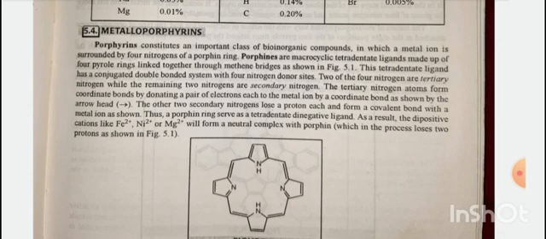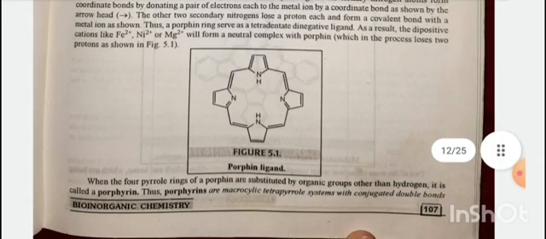Two of the 4 nitrogens are tertiary nitrogens, while the remaining 2 are secondary nitrogens. The tertiary nitrogen atoms coordinate to the metal ion by donating a pair of electrons each, by a coordinate bond shown by the arrowhead. The other two secondary nitrogens lose a proton each to form a covalent bond with the metal ion as shown. Thus, a porphine ring serves as a tetradentate di-negative ligand. As a result, di-positive cations like Fe2+, Ni2+, or Mg2+ will form a neutral complex with porphins, which in the process lose 2 protons as shown in the figure.